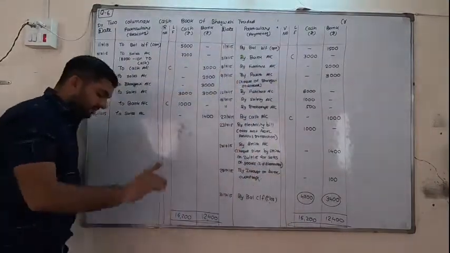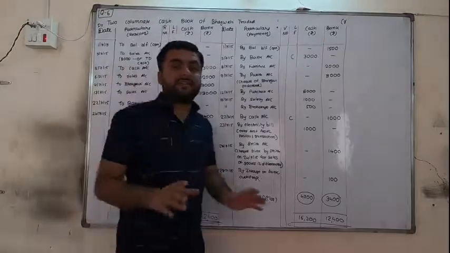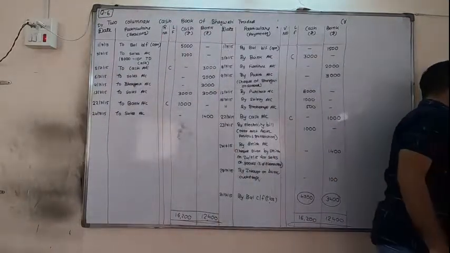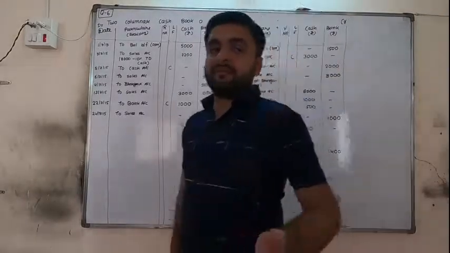Okay friends, so we have completed this topic, cash and bank columnar. Only now we are left with bank and discount columnar, that is sum number 7. Okay, then we are having 3 columnar cash.